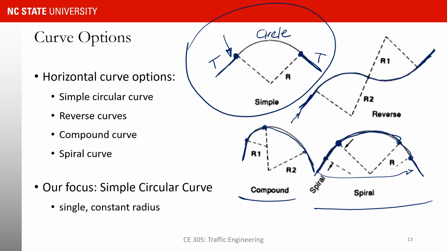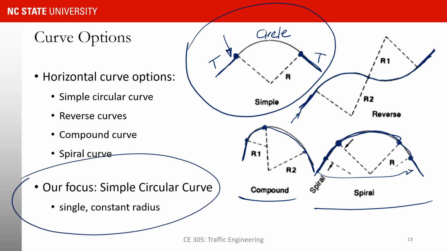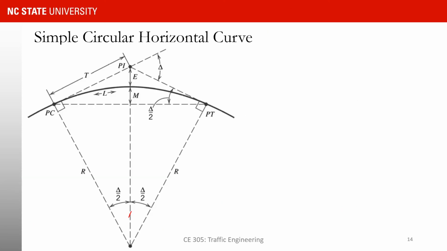So our focus in this class is on simple circular curve. So we have a single curve and we have a constant radius to go through that curve. Okay, let's focus on this horizontal curve here. And I want to start with this angle. So this angle is delta, which is identical to this angle here. This is also delta.